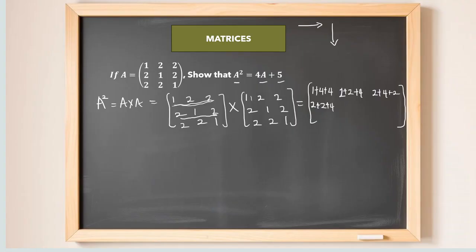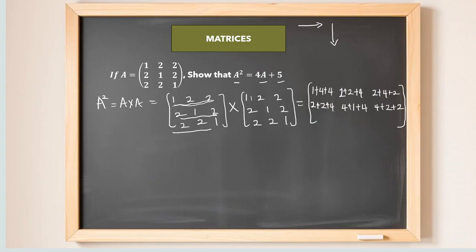So I'm going to do the same thing here. 2 multiplied by 2 is going to be 4, 1 multiplied by 1 is 1, 2 multiplied by 2 is 4. And also for the last one, the same row multiplying the last column. Here I'm going to have 2 multiplied by 2, which is 4, 1 multiplied by 2 is 2, and 2 multiplied by 1 is still going to be 2.